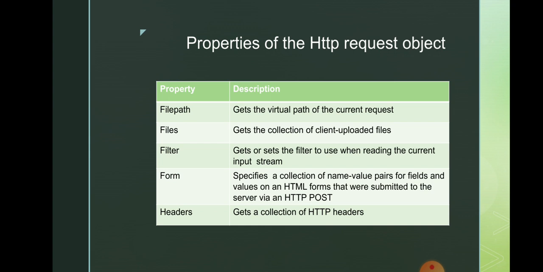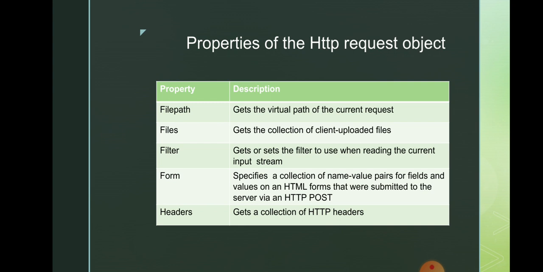Filter means gets or sets the filter to use when reading the current input stream. For example, in our Flipkart or Amazon website, if we want to purchase any product, then it may be casual wear, shoes, chappals, sandals, wallet. It may be anything else. There we can filter the product with the help of the price or size or brand. Just like here, filter means gets or sets the filter to use when reading the current input stream.